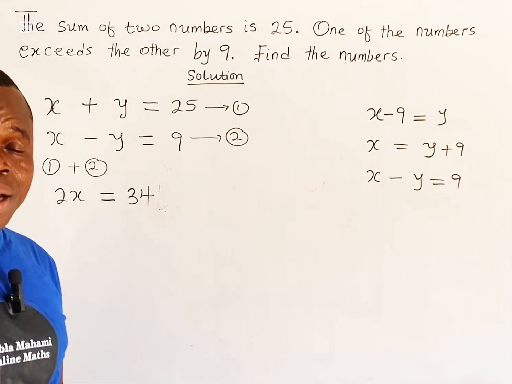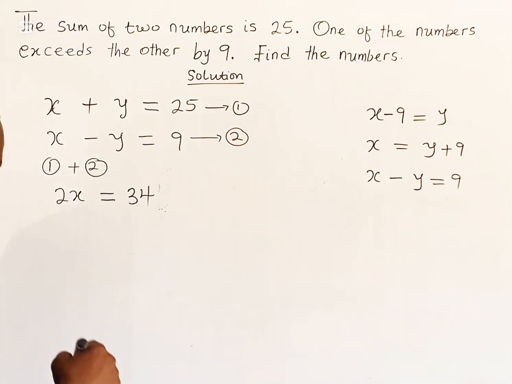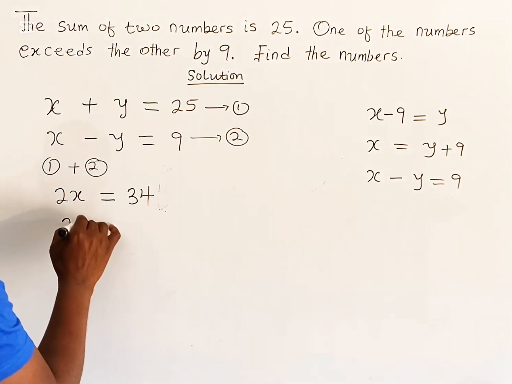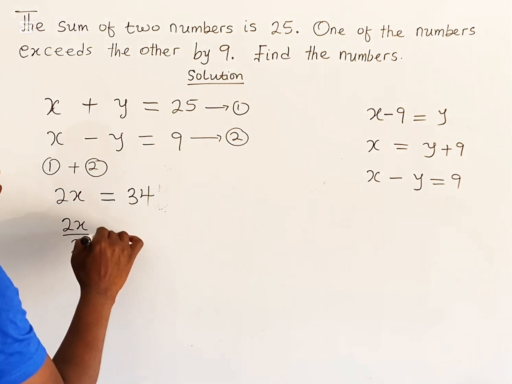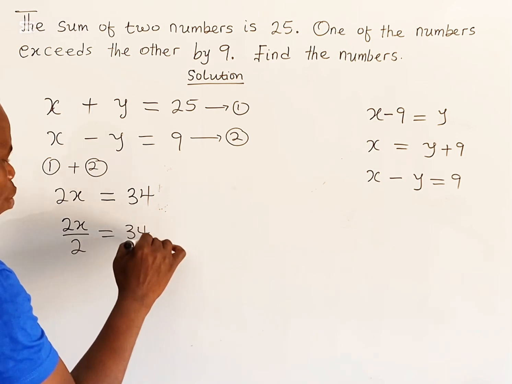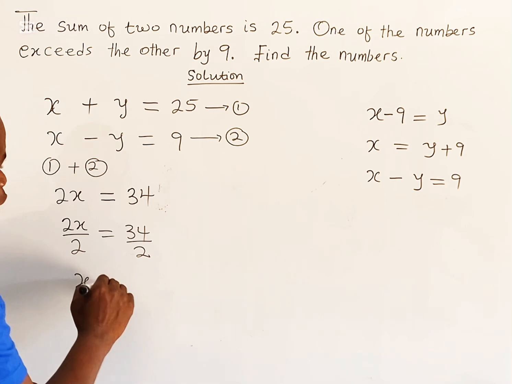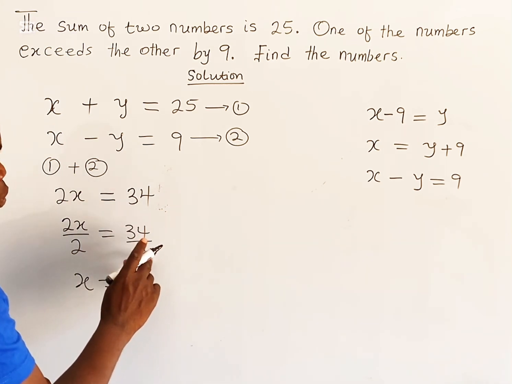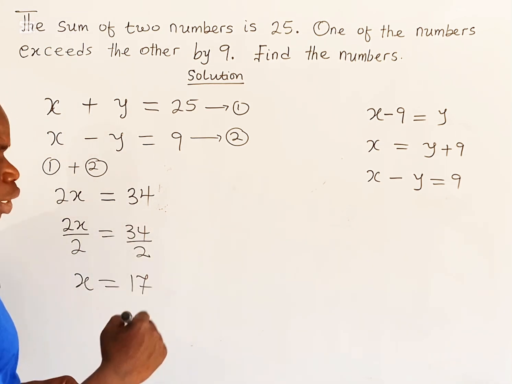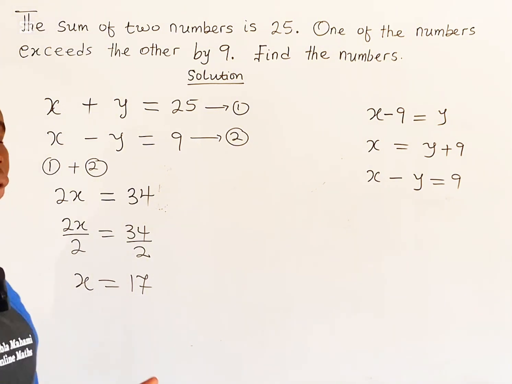I want to find x. I have to divide both sides by the coefficient of x, which is 2. So here will be 2x over 2 is equal to 34 over 2. And these two, take away these two, then x will be equal to 34 over 2, which is 17. That is one of the values.